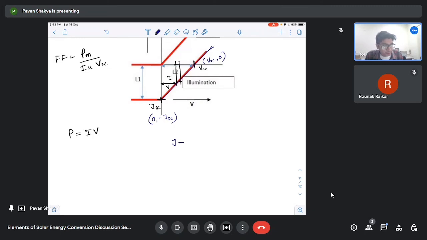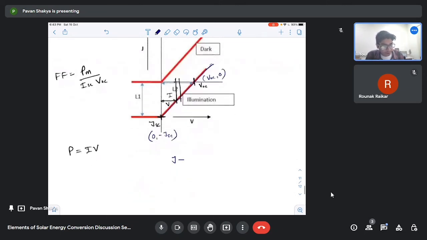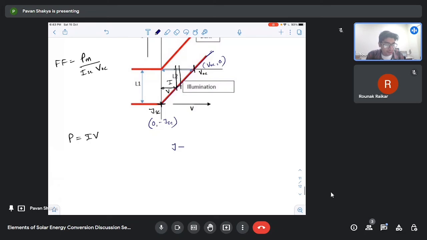J minus, if we are considering this one as our first point, point 1, and this one as the second, so this will be J minus JSC is equal to y2, that is minus JSC minus 0, divided by x2, that is 0 minus VOC, and multiplied by V minus x1.